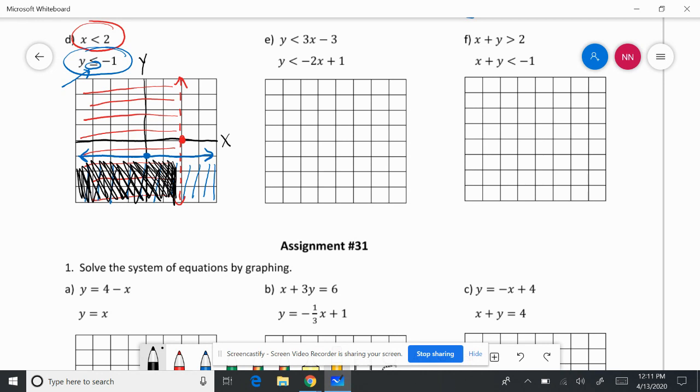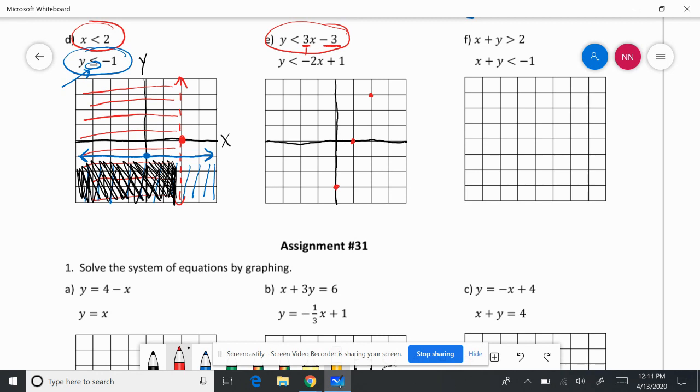Now, when we're looking at letter E, we're going to do the same thing. We're going to make our XY axis. If we're looking at our first inequality, we see a -3 for the y-intercept. So at -3, we plot a point. Our slope is 3, so that would be 3 over 1. We go up 3 to the right 1. We go up 3 to the right 1 again to make sure our line is straight.